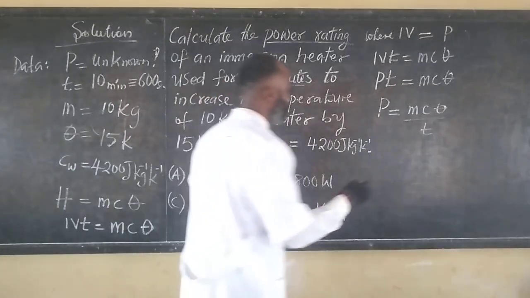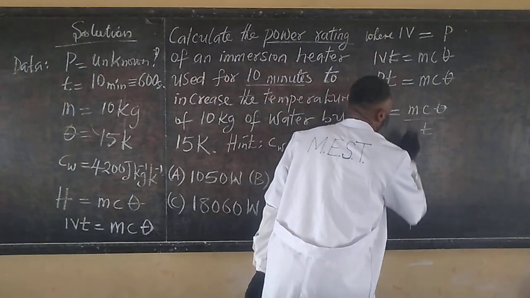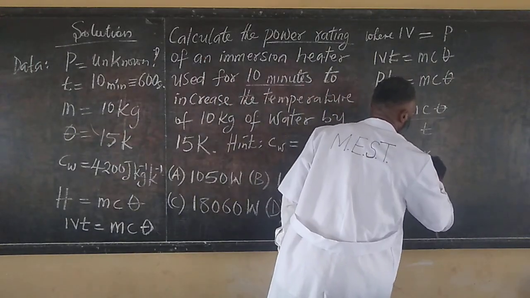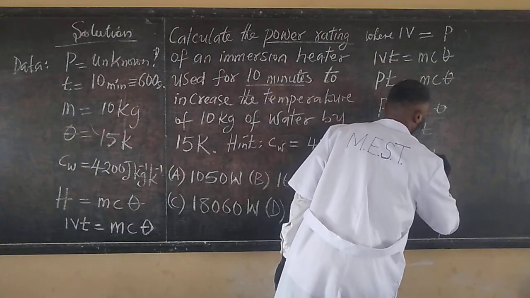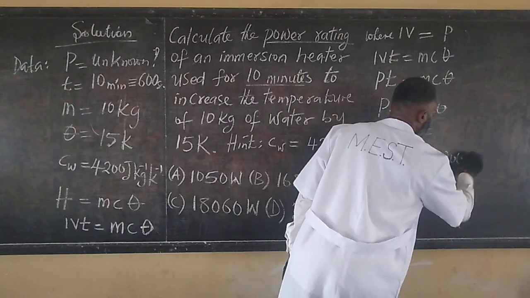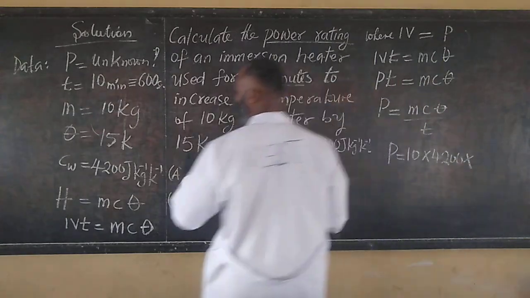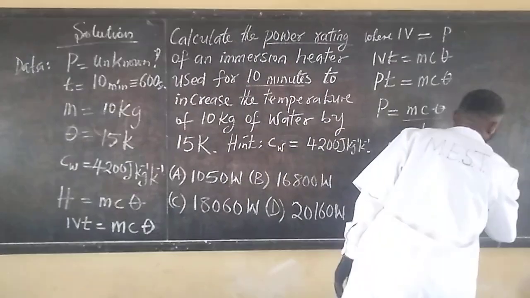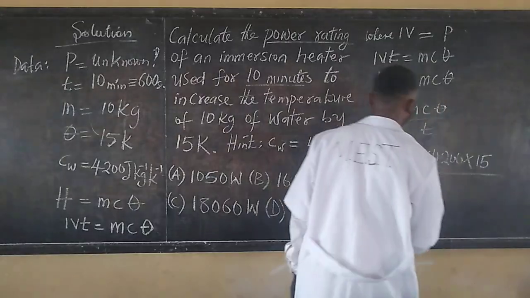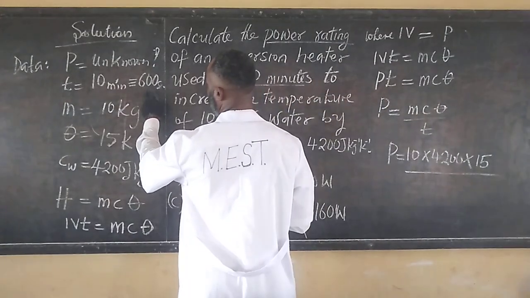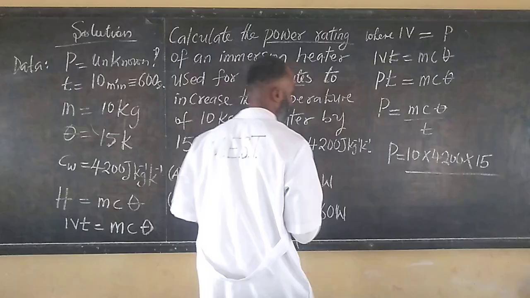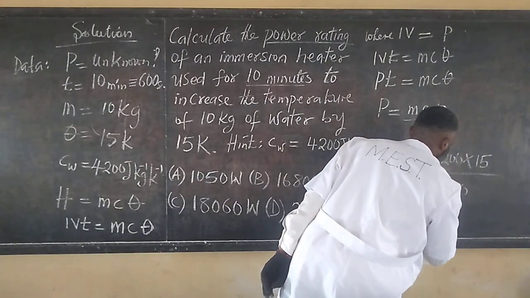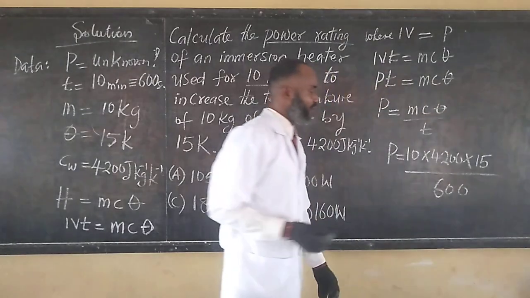Let's just substitute and see what we arrive at. P is given as M, which is 10 kilograms, times C, which is 4,200, then theta is 15 Kelvin, all over time, which is 10 times 60, 600 seconds.